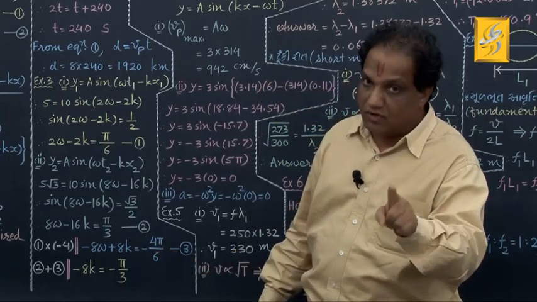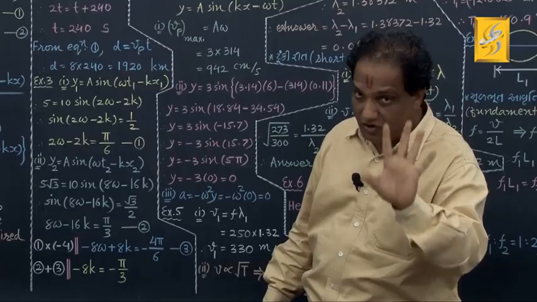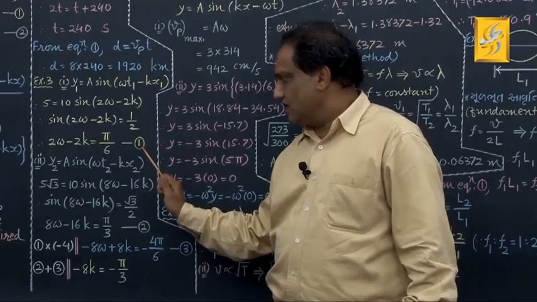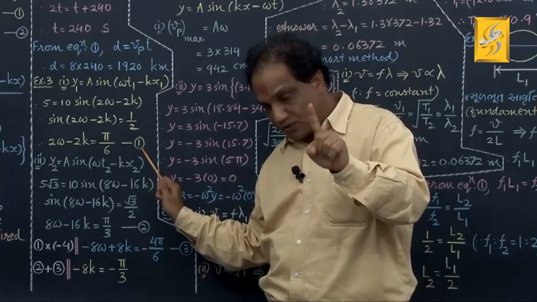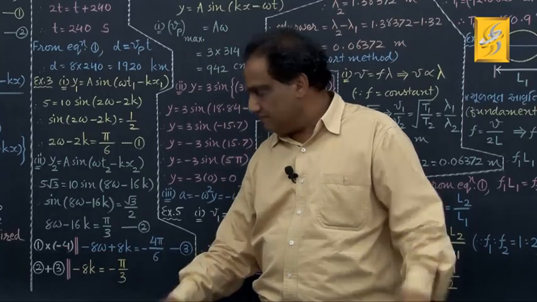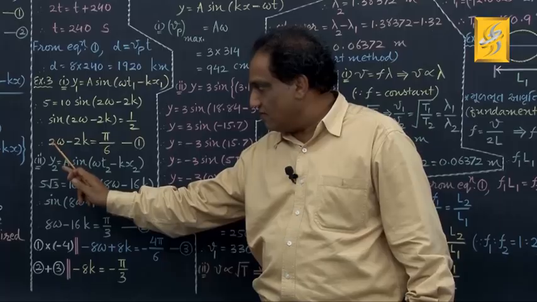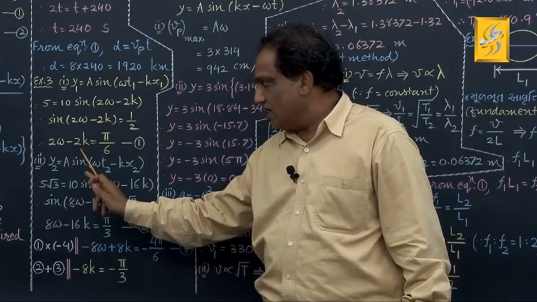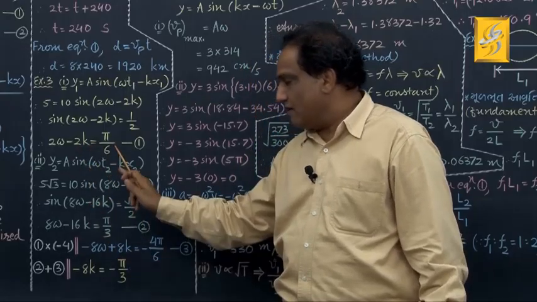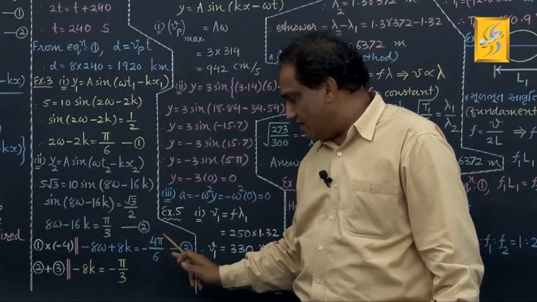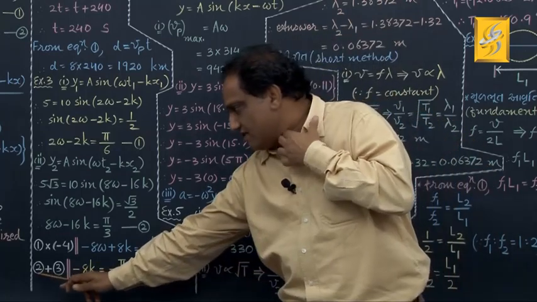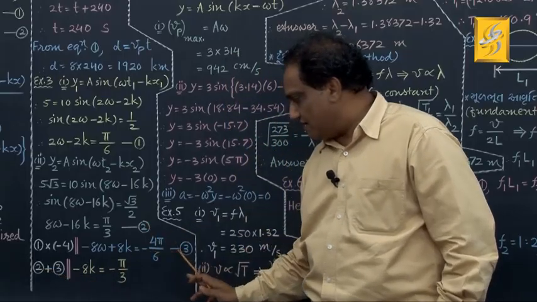And now we are asked to find the individual values of omega and k. For that, how to solve these two equations, I am showing you very simply. Suppose equation number 1 is multiplied by minus 4. Then multiplying by minus 4 here gives minus 8 omega, here plus 4 times 8k, and here minus 4 pi by 6, correct? Fine. And now, just add equations 2 and 3.